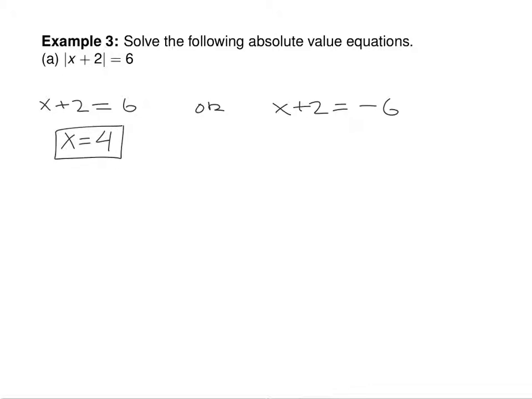Is the other answer just guessing? Is the other answer -4? No, because -4 plus 2 will make -2 and not 6. So what is the other answer? It'll be x equals -8. So the numbers that you get for answers of these equations won't always be opposites. Okay?